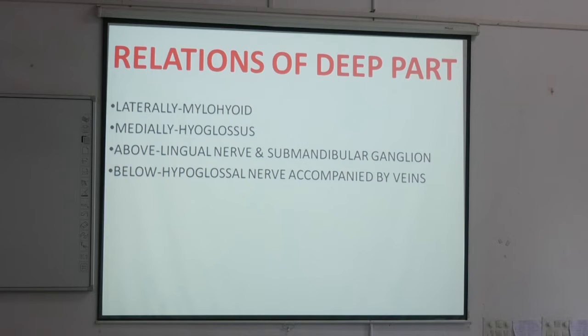Relations of the deep part: laterally the mylohyoid, medially the hyoglossus, above the lingual nerve and submandibular ganglion, below the hypoglossal nerve accompanied by veins. The mylohyoid is laterally placed, and medially the hyoglossus, the muscle of the tongue, extends onto the hyoid bone.